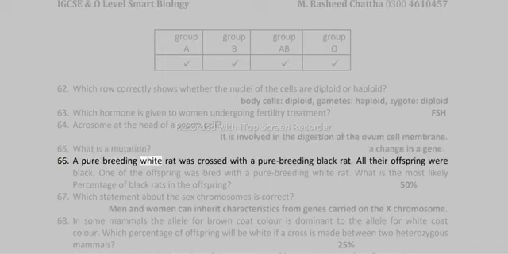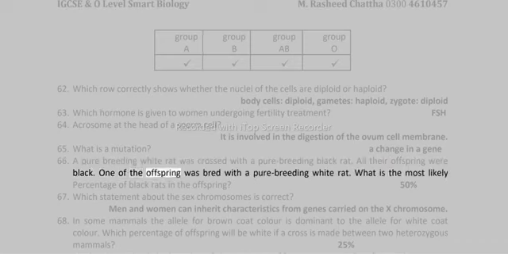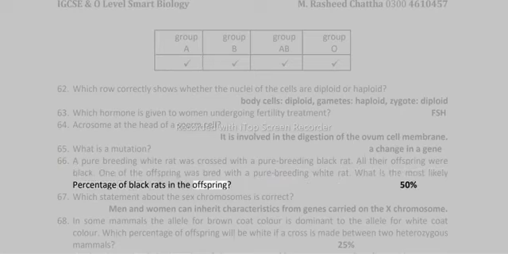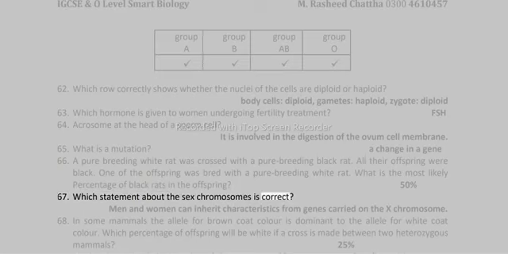66. A pure-breeding white rat was crossed with a pure-breeding black rat. All their offspring were black. One of the offspring was bred with a pure-breeding white rat. What is the most likely percentage of black rats in the offspring? 50%.